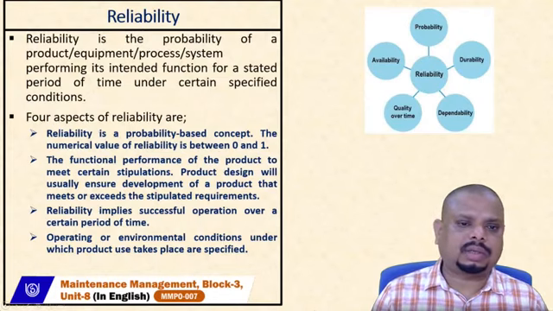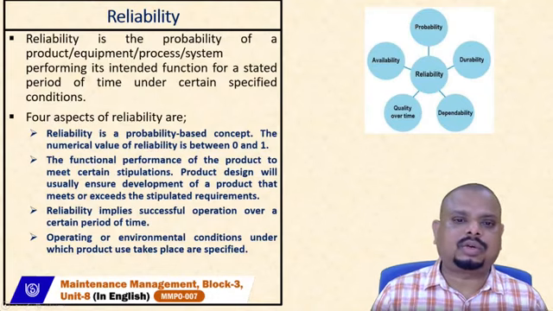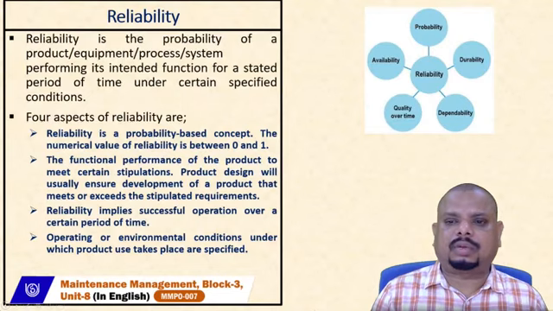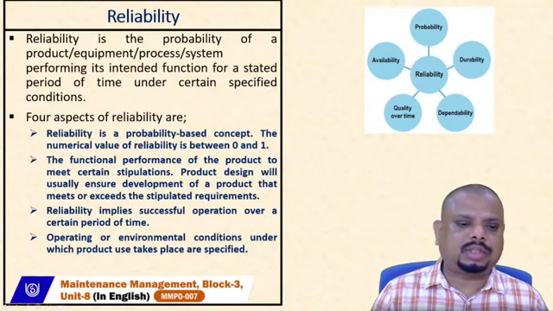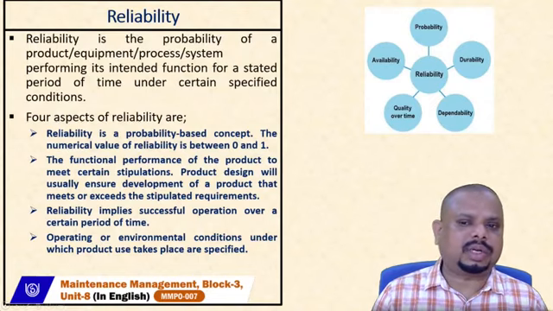So in most of the cases when reliability is concerned, especially with reference to the probability-based concept, the numerical value will lie between 0 and 1. In that case, the environment should be free of dust for machines. Proper spacing should be provided so that the operating condition is achieved and the performance of the machine is achieved. So these four aspects should be focused upon in reliability.